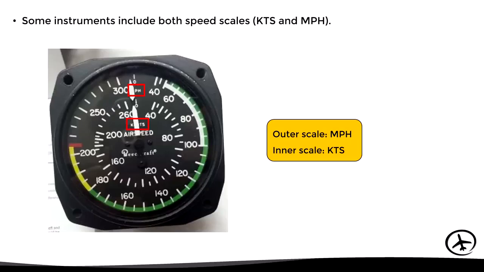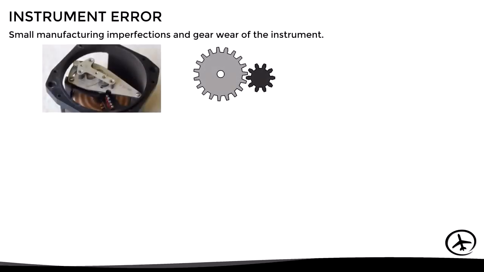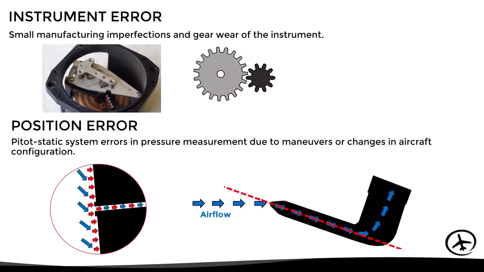Having already seen what is the indicated airspeed, let's see some errors that are produced. The first is the instrument error. This is produced due to manufacturing imperfections and wear of the gears inside the instrument. The second type of error is the position error that we already discussed more in detail in the video about the pitot static system. This is produced due to changes of flaps and gear configuration, changes of angle of attack, and some other maneuvers. This error affects directly the pressure measured by both the pitot tube and the static port.